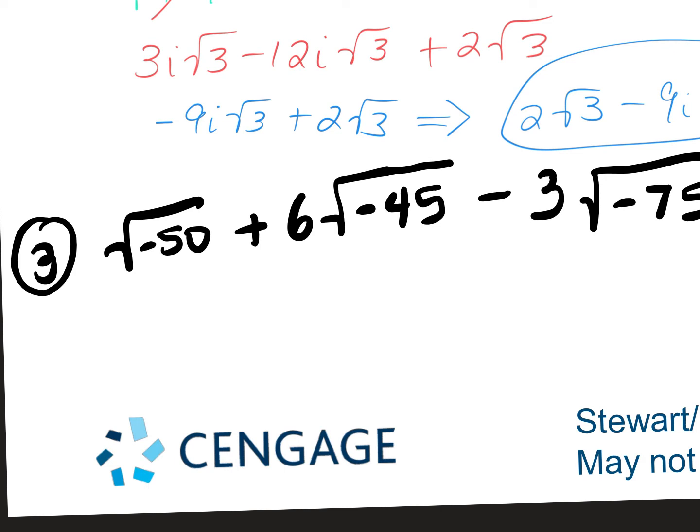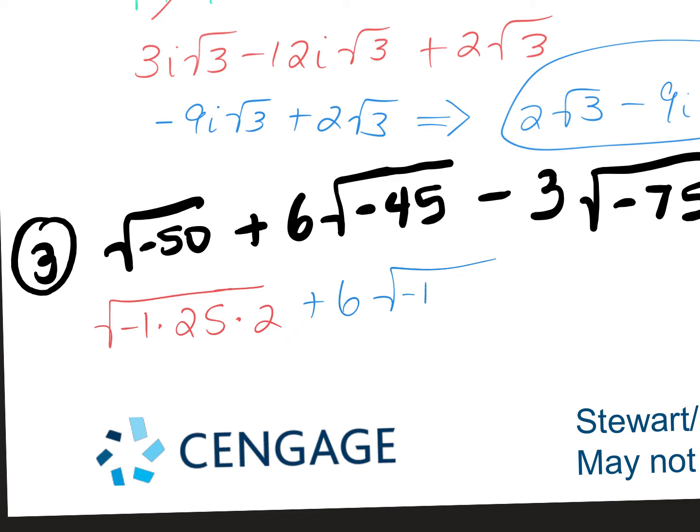All right, let's look at this next one. Let's go through the breakdown. What can I break 50 into? Good. Negative 1, 25 and 2. Okay. Then I have plus 6. What about negative 45?